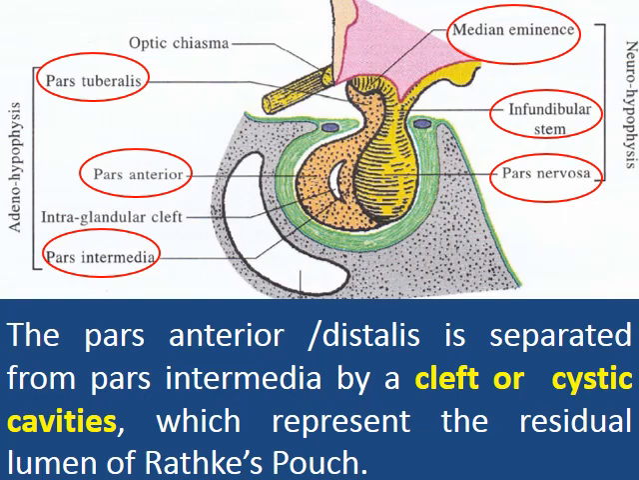The pars anterior or pars distalis is separated from pars intermedia by a cleft or cystic cavities, which represent the residual lumen of Rathke's pouch. You can see between the pars anterior and pars intermedia in the picture there is a small empty space, that is the intraglandular cleft, and that cleft is nothing but the residual lumen of the Rathke's pouch from where the anterior pituitary gland develops.